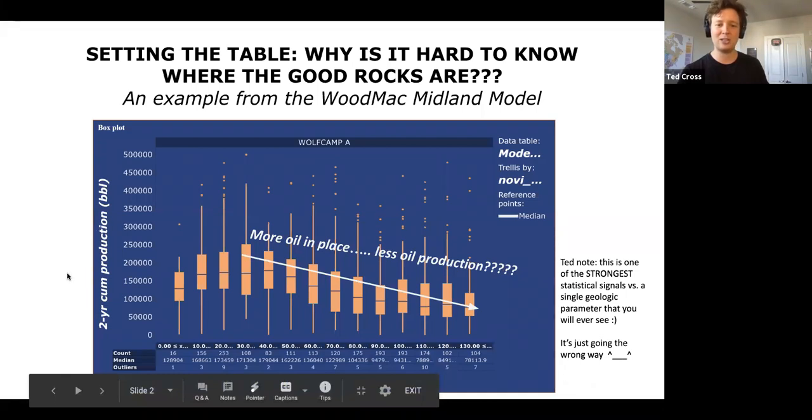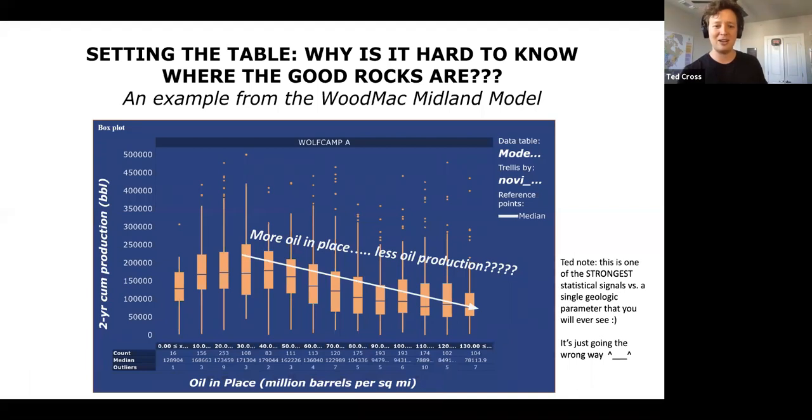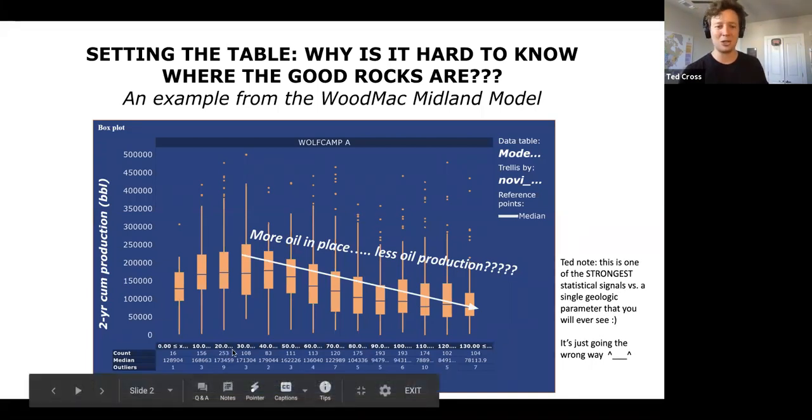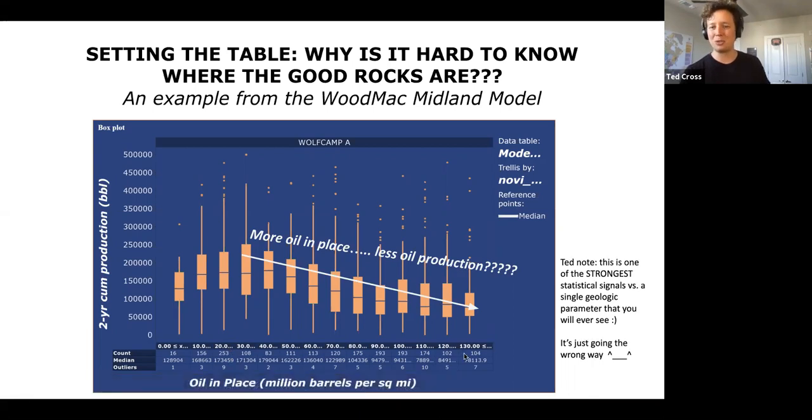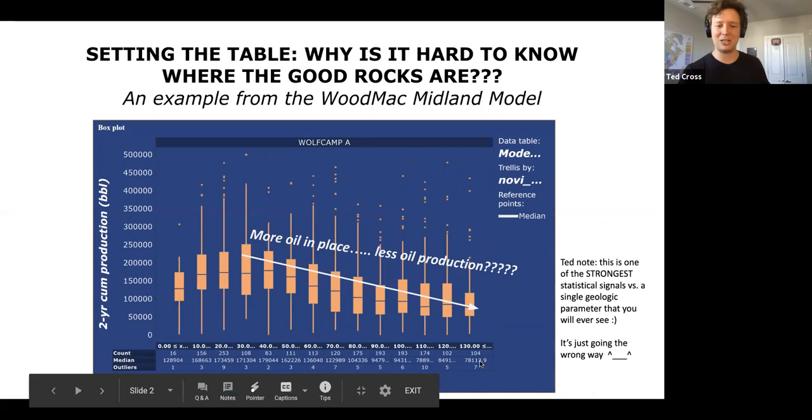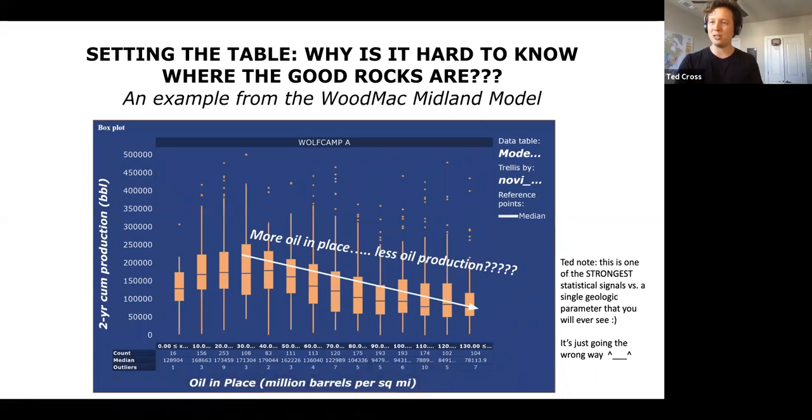And on the y-axis, we have the 2-year cumulative production of the wells. You can see the median at 30 million barrels per square mile is 173,000 barrels of oil production 2-year cum. At 130 million barrels per section, it's actually less than half that. Of course, there's lots of variation going on with completion designs and other things, but the main thing here is that oil in place in this instance is a very poor proxy for the rock quality and for what you should expect in terms of production.